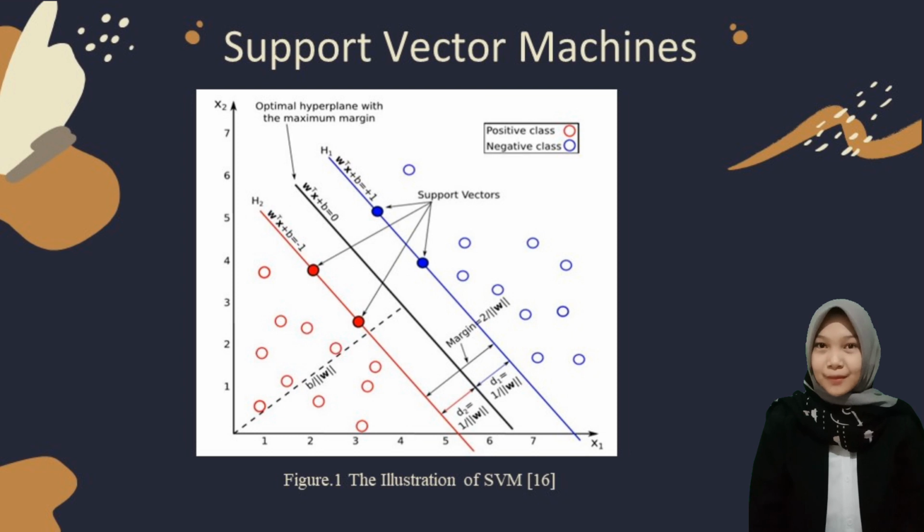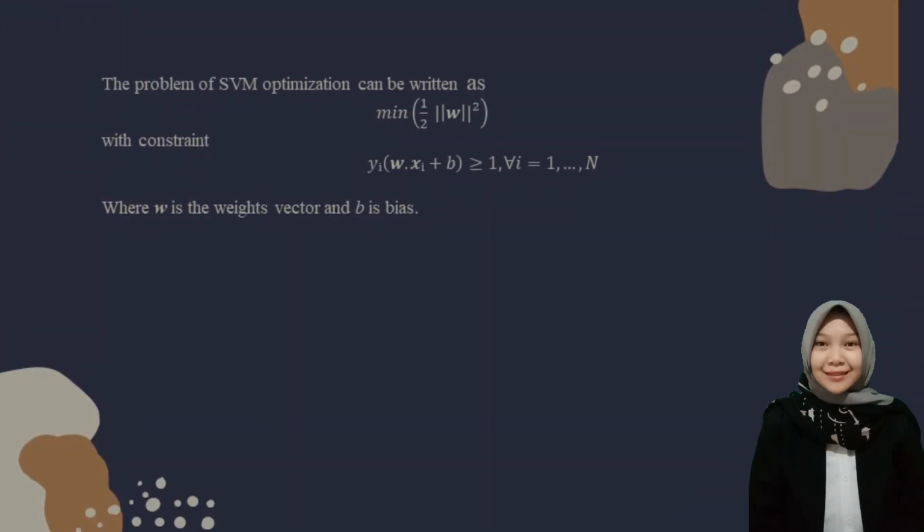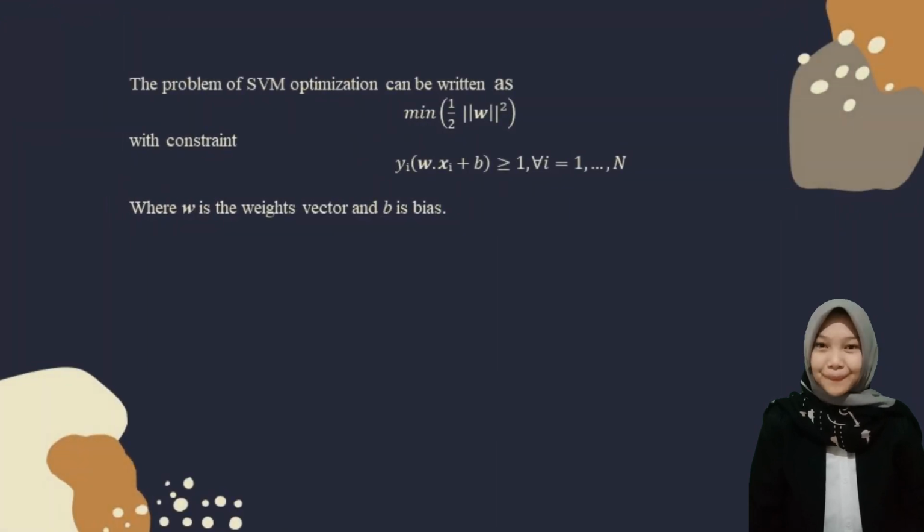We can see there are 2 classes. The red dots are the positive class and the blue dots are the negative class. And there are 3 hyperplanes: H1 in blue, H2 in red, and an optimal hyperplane in black. The next slide is the formula of SVM.